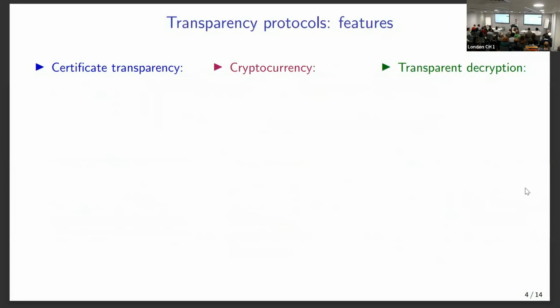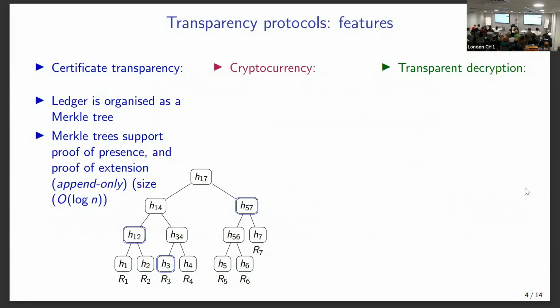I'm going to come back to that. So let me just say a little bit more about what these proofs might look like. Let me go back to the first example, certificate transparency. That's where your browser only accepts a public key certificate if it's accompanied by a proof. And there the ledger is organized as a Merkle tree.